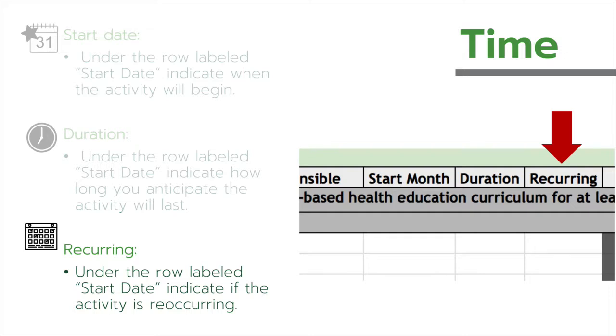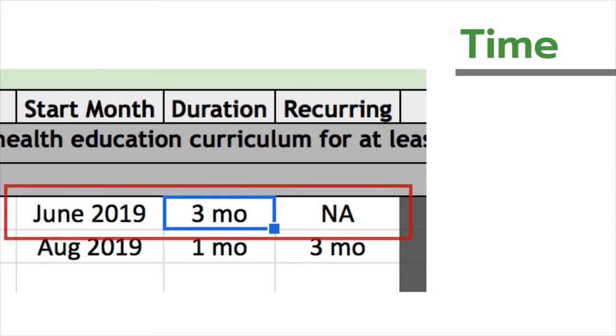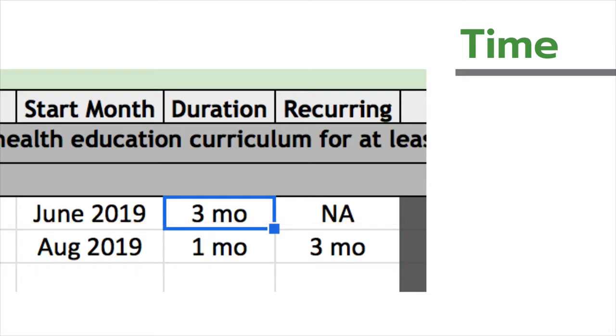Then, when we're done with that, we take the information that we decided about whether this activity is recurring or not, and we put it here. So, at this point, you're going to have start month and duration and recurring all filled in. So for this specific example, we could say, okay, we're going to start the first activity in June of 2019. It's going to take us 3 months, and it is not a recurring activity. For our second activity, this will be happening beginning in August of 2019. It will take 1 month, and we need to redo this activity every 3 months.